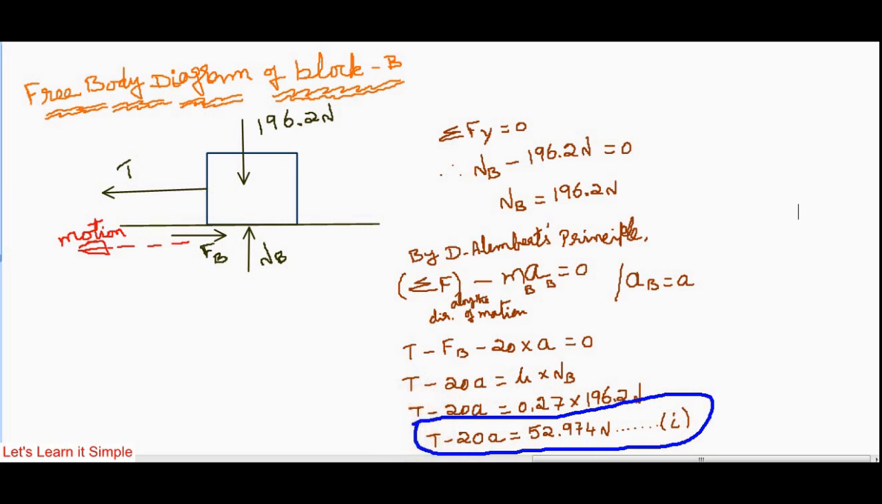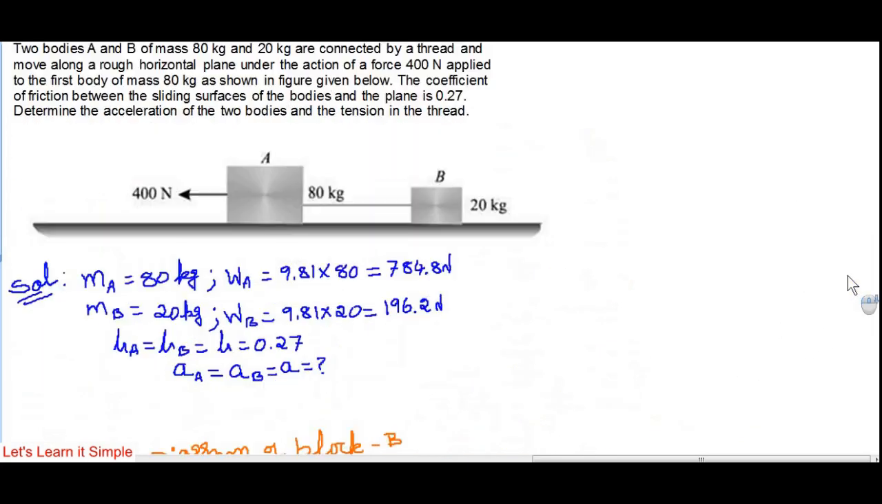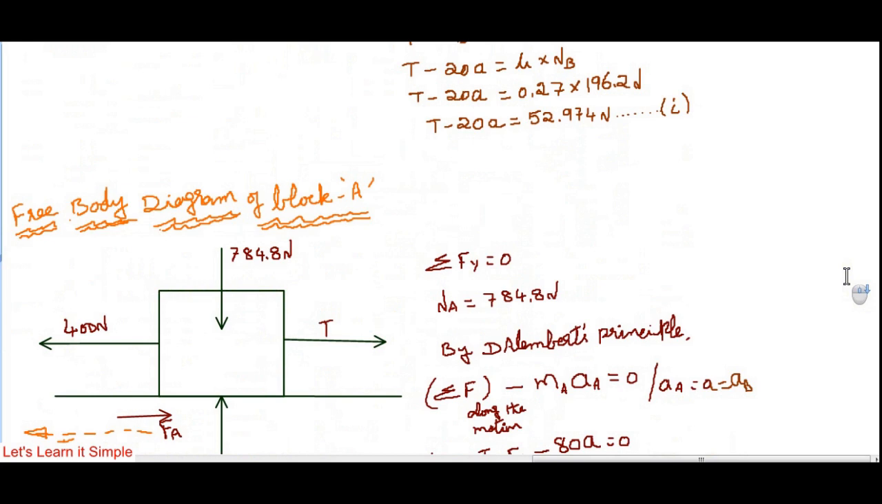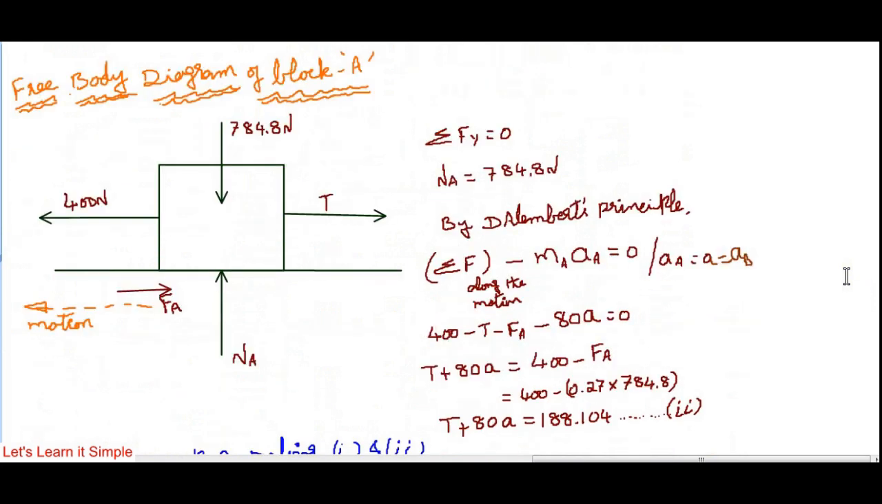T minus 20A equals 52.97 Newton. So after drawing the free body diagram and applying the necessary condition, we have the first equation, T minus 20A equal to 52.97 Newton. Now let us go to the second block, that is block A. This is the free body diagram of block A.